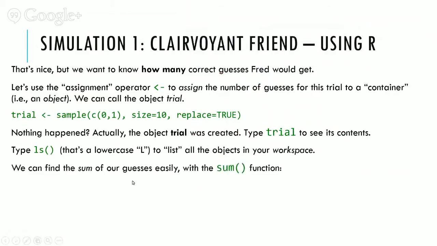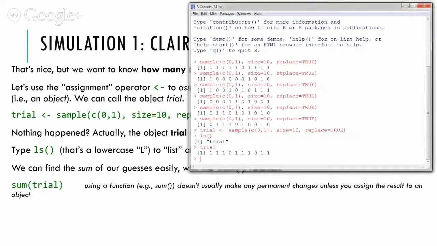So we can find the sum of our guesses, and this is what we want to do every time in every one of these simulated trials. We don't want to find a 100101 thing like that. We want to see how many ones there are, because the ones are like him being right. So let's just add up everything in trial. The zeros don't count because they're zeros, and you're just adding up the ones, right? So we can do sum of trial.